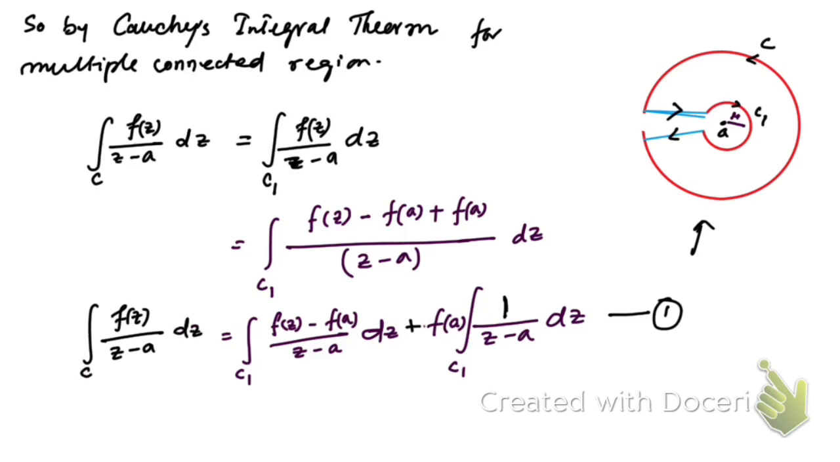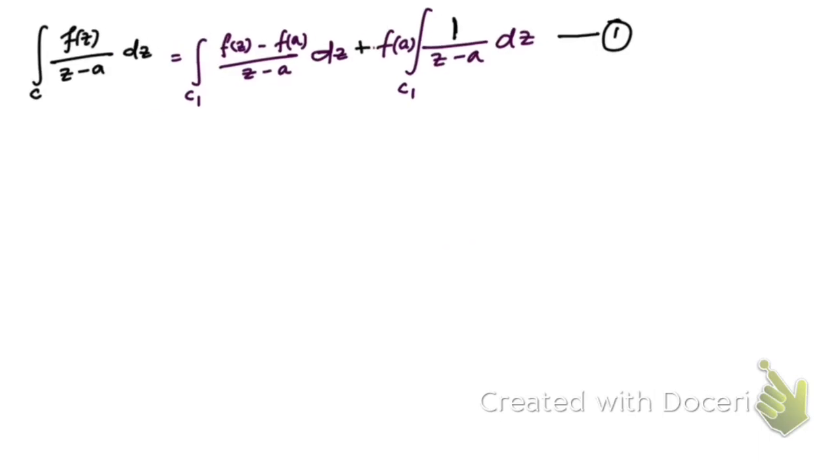Now let me copy this equation number 1 and go to a new slide. Here you see, this is equation number 1 that we have got. Now what we're going to do here is consider that z minus a is equal to r e to the power i theta. So z is going to be equal to a plus r e to the power i theta. We can consider it that way.